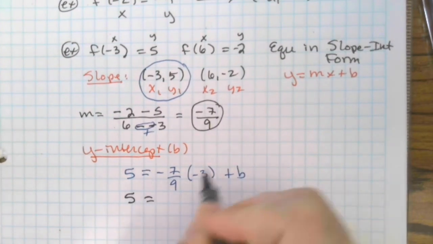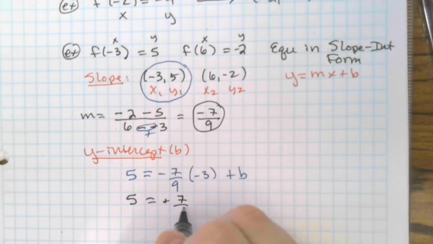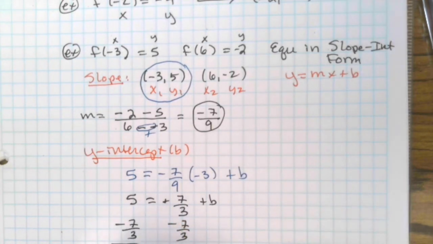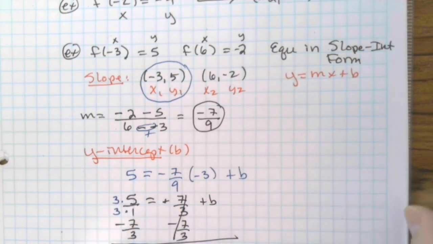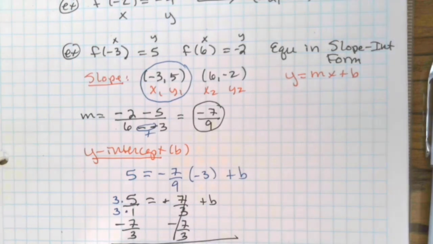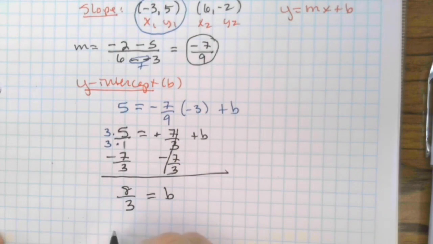Let's simplify though. Negative times a negative is a positive. 3 goes into 9 3 times, so 7/3. We're going to subtract 7/3. Give your fractions enough room to breathe. 5 over 1 needs a 3 on the bottom, so we multiply by 3 over 3. 15 minus 7 is 8. 8/3 equals b. Now that we have our b value, we can write our equation. y equals negative 7/9 x plus 8/3.